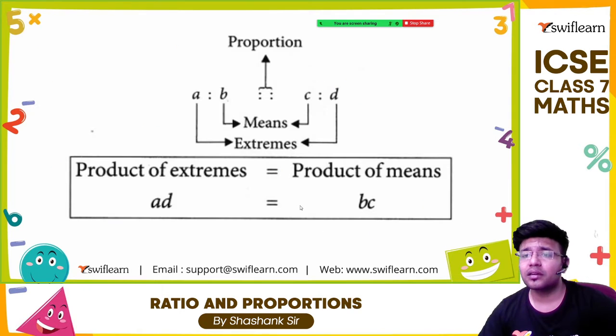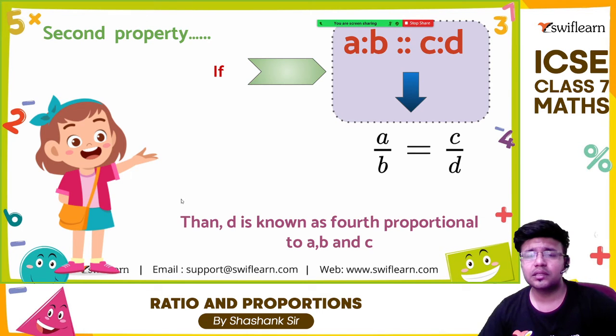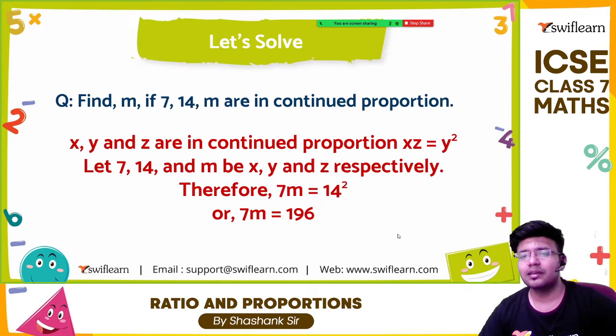The second and the third term are known as means. Product of extremes, a into d, is equal to product of means. This is the first property. Second property: if a is to b as c is to d, it can be written as a by b is equal to c by d. Then d is known as the fourth proportion to a, b, c.